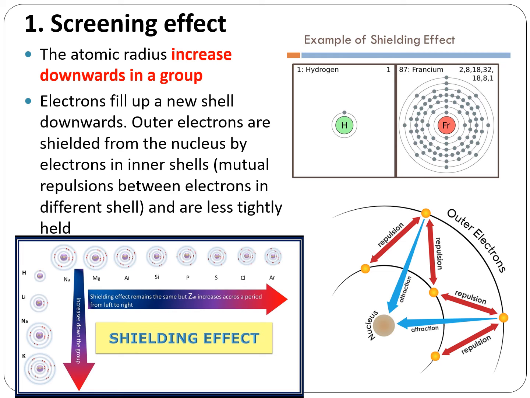So this is the outer electron, where you look at the repulsion. Repulsion happens between electron and electron only, but attraction happens between the electron and the nucleus. Repulsion just happens between the electrons only.